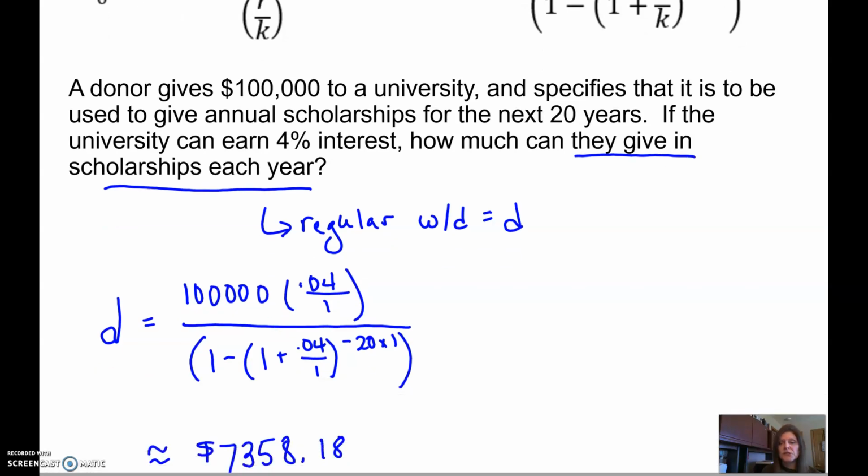All right, so what I came up with when I did this was $7,358.18. If you have problems with that, let me know, send me an email or pop in during office hours and we'll try to figure it out.